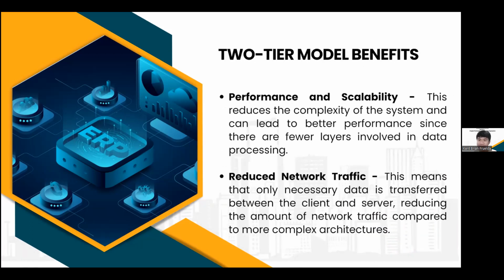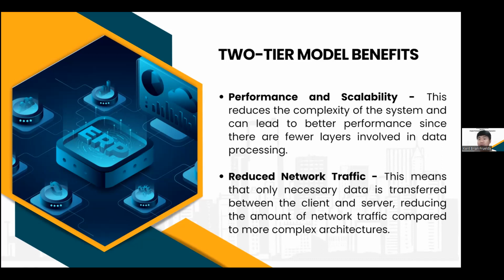The first benefit is performance and scalability. In the two-tier model, the client application, usually a desktop application, directly communicates with a database server. This reduces the complexity of the system and can lead to better performance since there are fewer layers involved in data processing. Additionally, the server resources can be dedicated solely to database management, which can improve scalability and handle larger amounts of data and users.